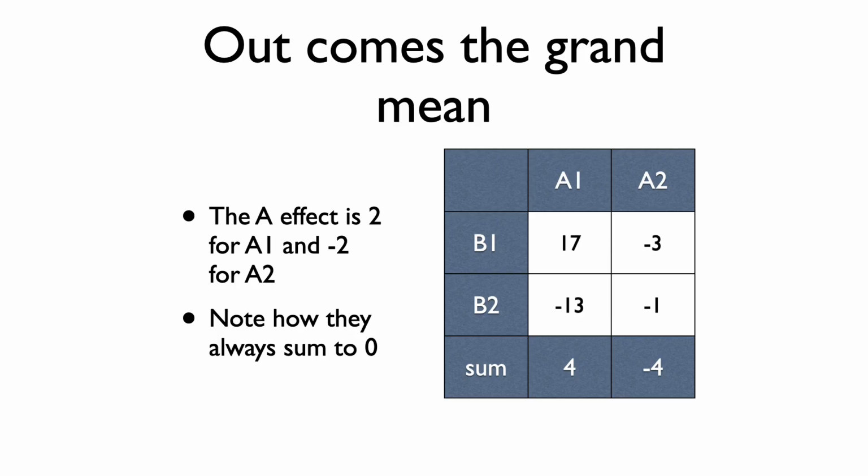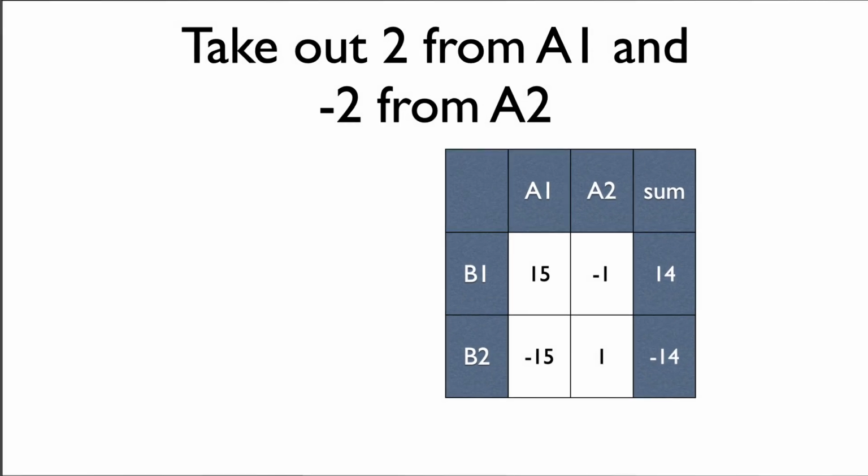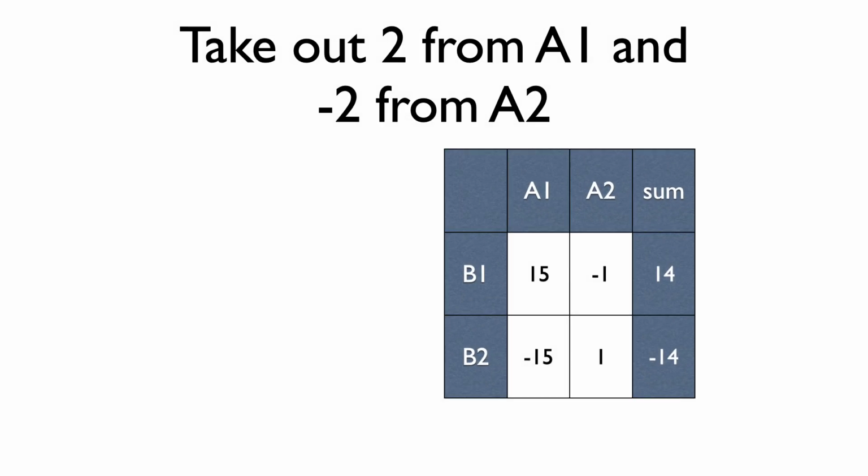Okay? So what we're going to do is take 2 out of all these. We take negative 2 out of all these. So I think I just did that here. I did. So we end up with what? 15, negative 1, negative 15, 1.